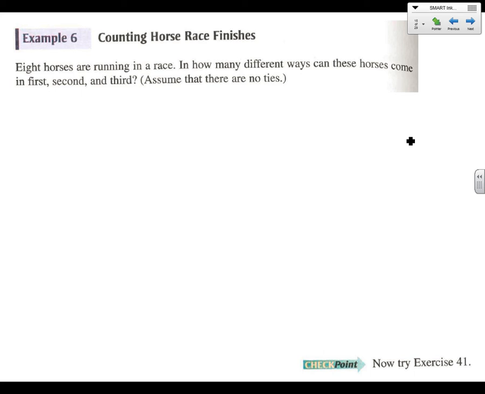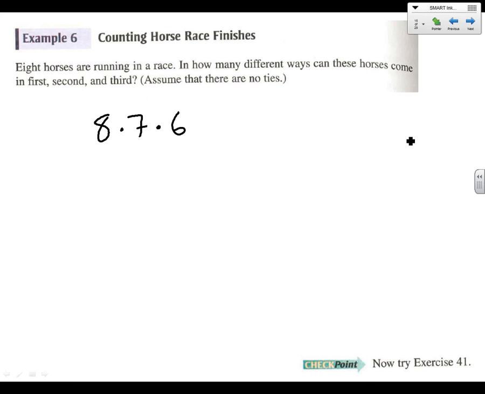First place, how many horses are there that could finish in first? There are 8 of them. But once a horse wins, there's only 7 left for second place. And then there's 6 horses vying for third place, and at that point we're going to stop because we don't care about the rest of the losers, 4th through 8th place.